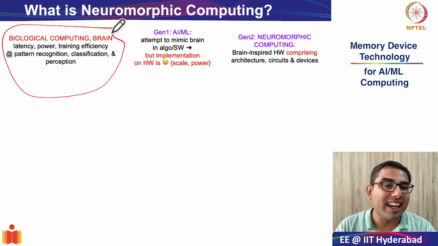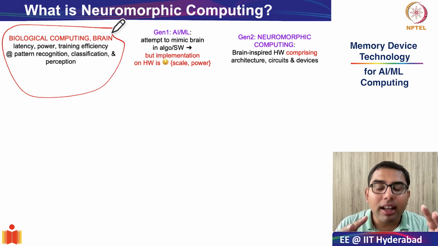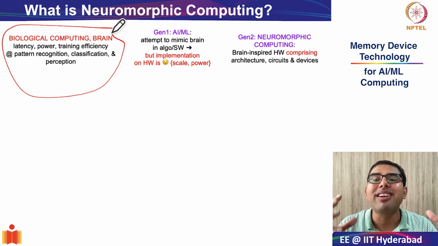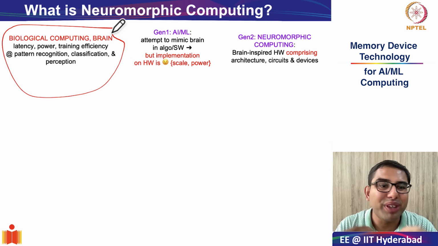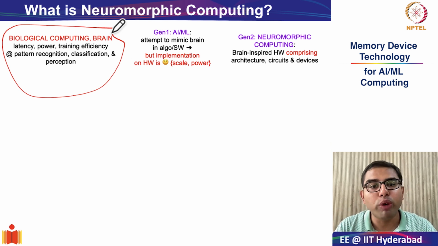What do you mean by training efficiency? The meaning of training efficiency is how many data sets you need to expose your computing system to before it can start making accurate classifications. So as you know, we gave the example of a baby's brain. The training efficiency of the brain is also very large.